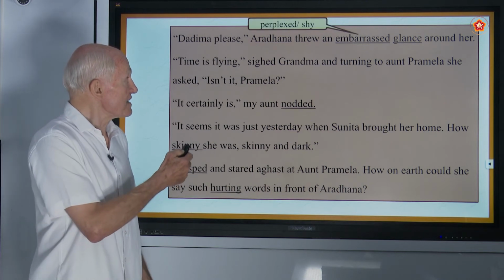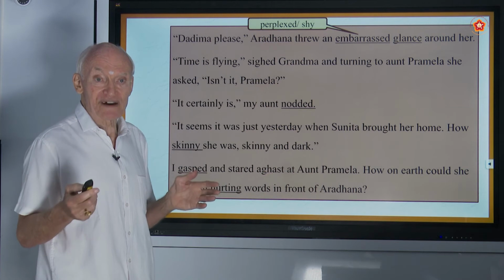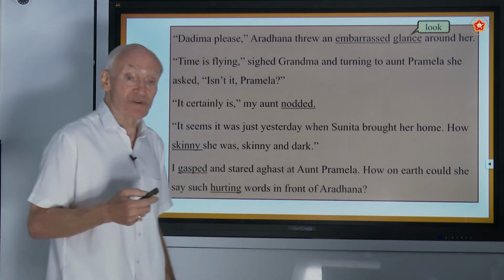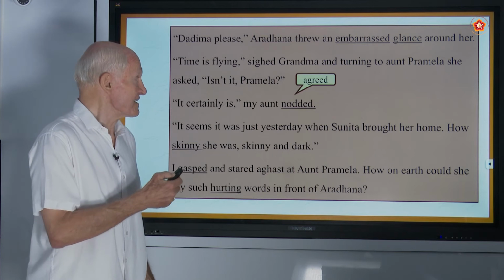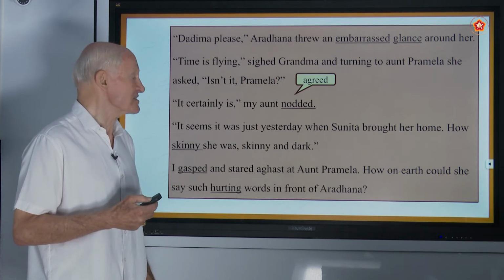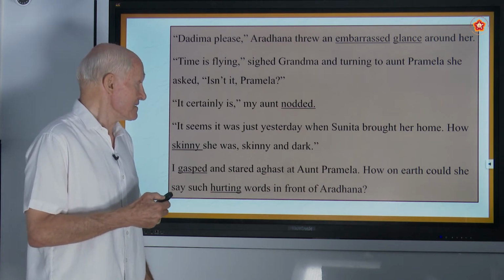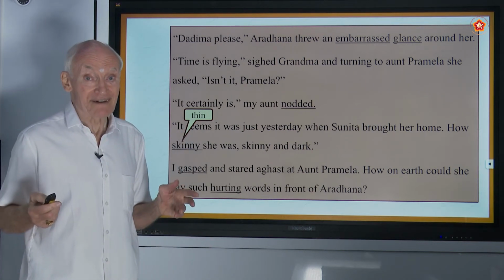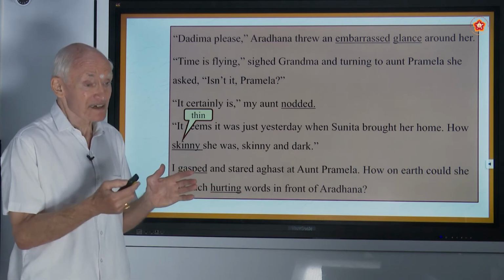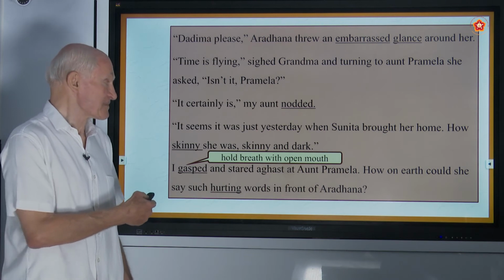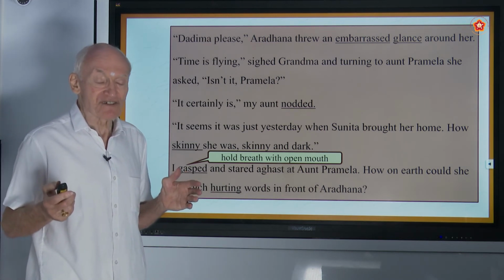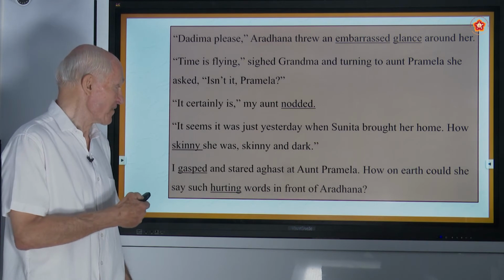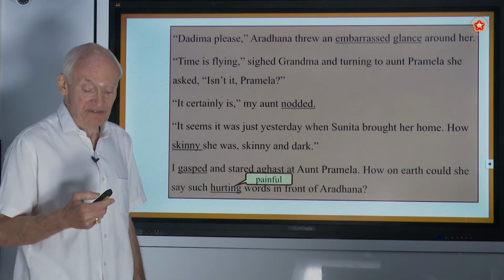So let's look at some of the words. Embarrassed, okay? When grandmother said, we're going to find a match for you, Ardna was embarrassed. Okay, glance is another word for look. She gave a little glance, a tiny look. Nodded. My aunt nodded. Yes, yes, time is flying. The aunt nodded. Okay, skinny. Skinny is kind of a negative term for thin, okay? Thin is a much nicer word to use. Skinny looks like you're too thin. Gasped. When Aunt Pramila said that, Simi just gasped. She goes, how could she say that? You have an open mouth. And hurting, of course, as we all know, is painful.